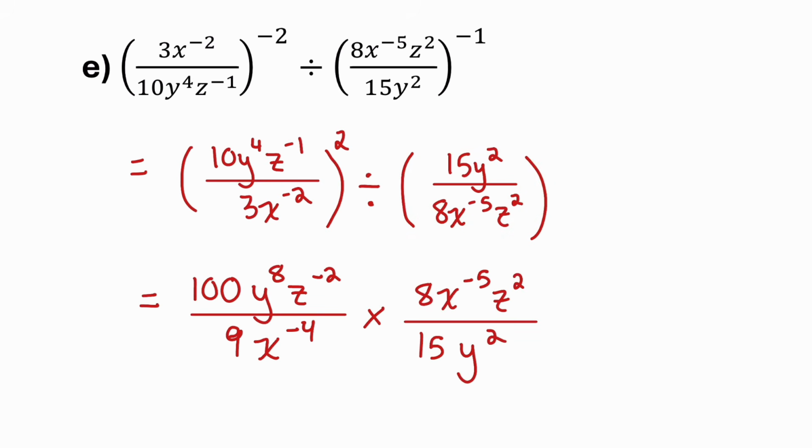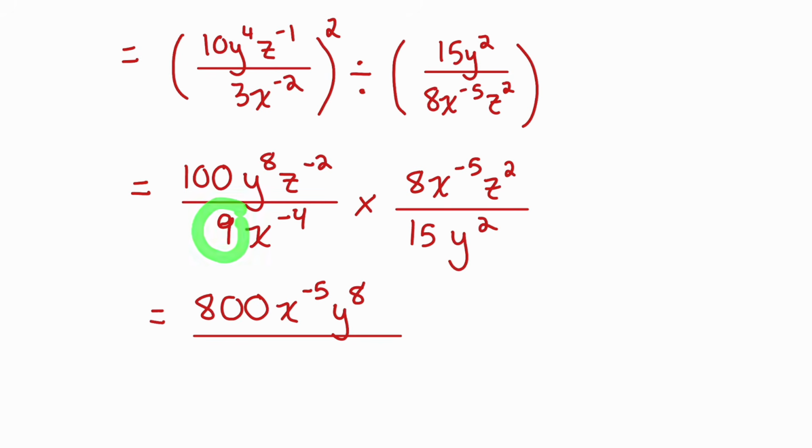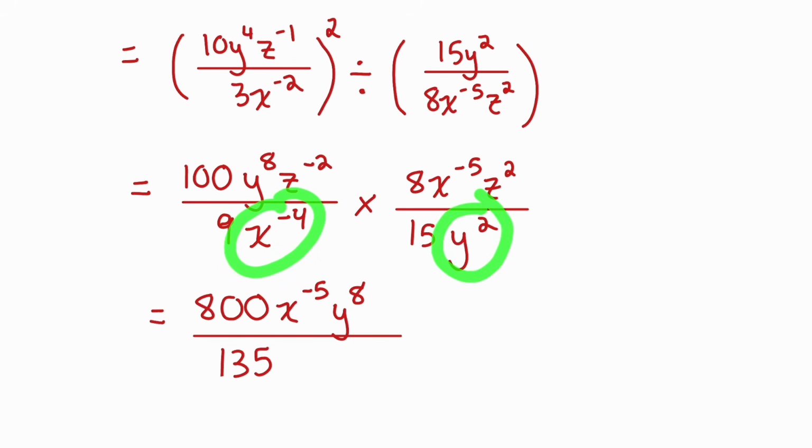And now I'll do my multiplications to simplify this further. In the numerator, I have 100 times 8, which is 800. I have a power of x being multiplied by a power of y. They're different bases, so I'll just leave them. But I also have two powers of z being multiplied together. To combine them to a single power, I'll keep the base of z and add their exponents, -2 plus 2, which is 0. And based on the 0 exponent rule, z to the power of 0 is 1. And I don't need to write any constant factors of 1. And then in the denominator, I have 9 times 15, which is 135. And I also have this power of x times that power of y.